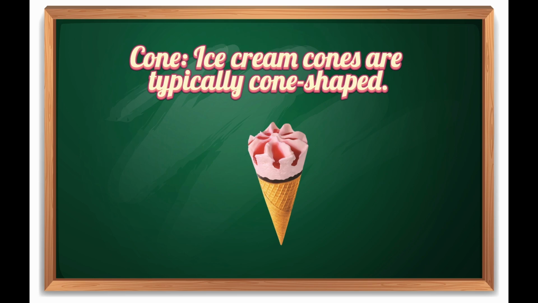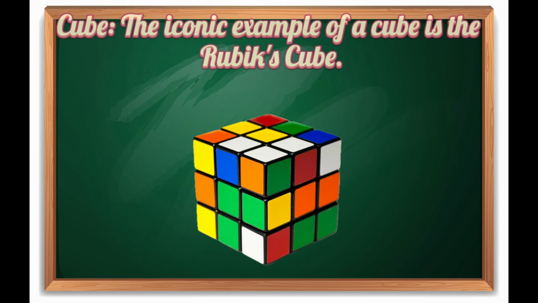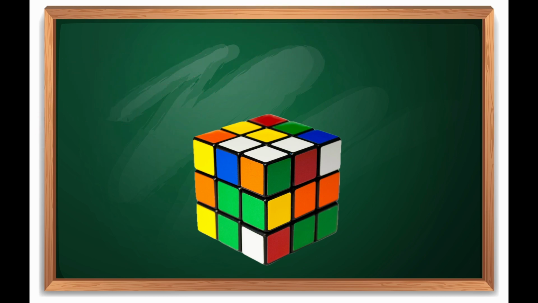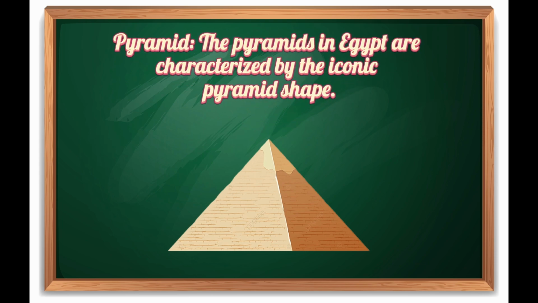Cone. Ice cream cones are typically cone-shaped. Cube. The iconic example of a cube is the Rubik's Cube. Pyramid. The pyramids in Egypt are characterized by the iconic pyramid shape.